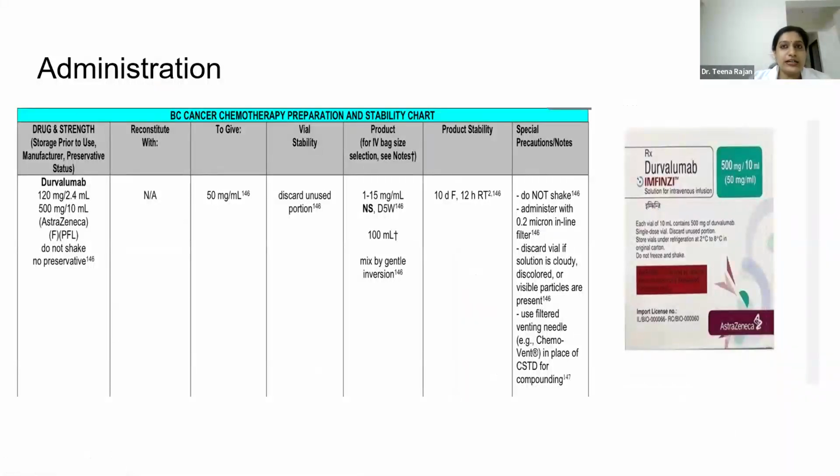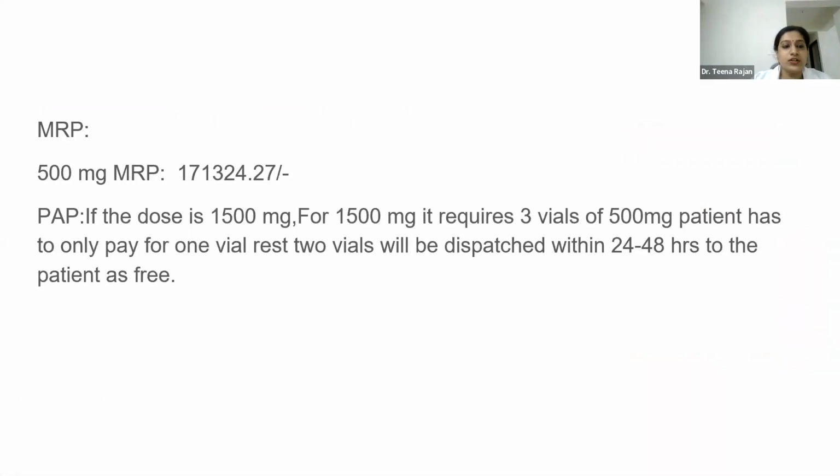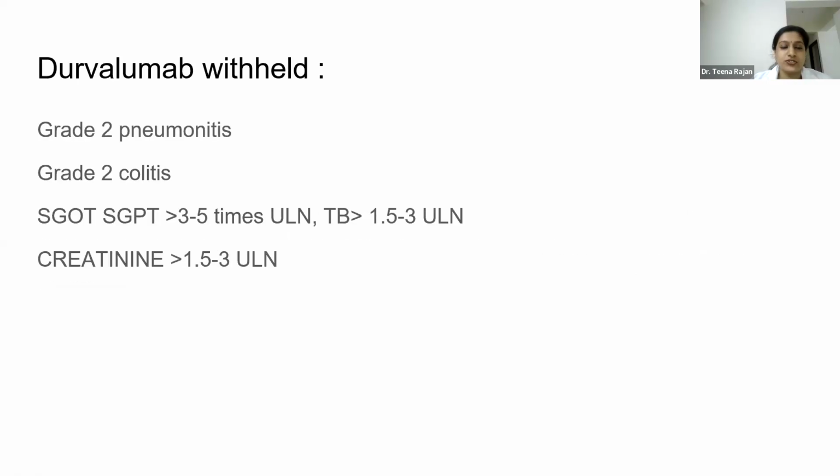So durvalumab usually comes as a 500 milligram vial per 10 ml, and it is diluted in 100 ml of NS and given over 30 minutes. So it's a very costly drug, but you have patient assistance programs. Like for a 500 mg vial, it's around 1.7 lakh, and you require 1500 milligram for a single cycle. And if you buy 500 milligram, the remaining 1000 mg will be provided free of cost.